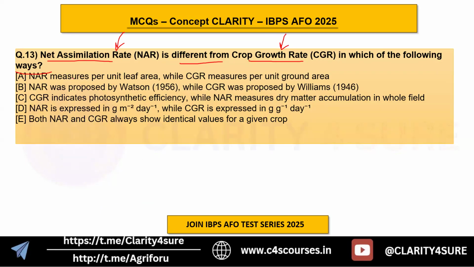First option: NAR measures per unit leaf area while CGR measures per unit ground area. NAR was proposed by Watson while CGR was proposed by Williams. CGR indicates photosynthetic efficiency while NAR measures dry matter accumulation in the whole field. NAR is expressed in gram per meter square per day, while CGR is expressed in gram per plant per day. Then, both NAR and CGR always show identical values for a given crop. So here we have to choose which statement correctly defines both NAR and CGR.